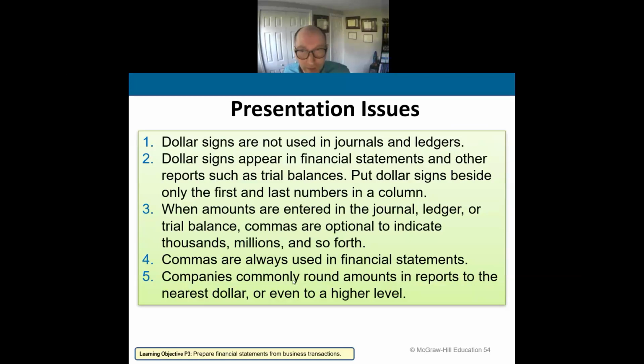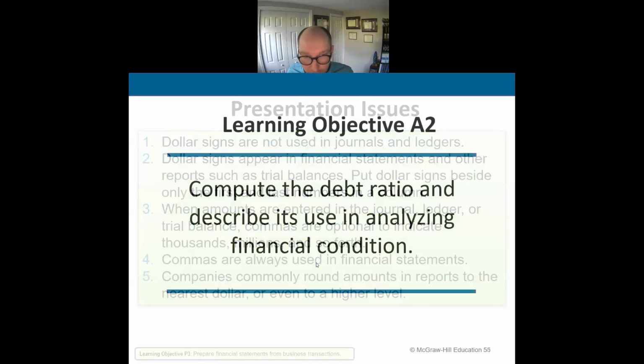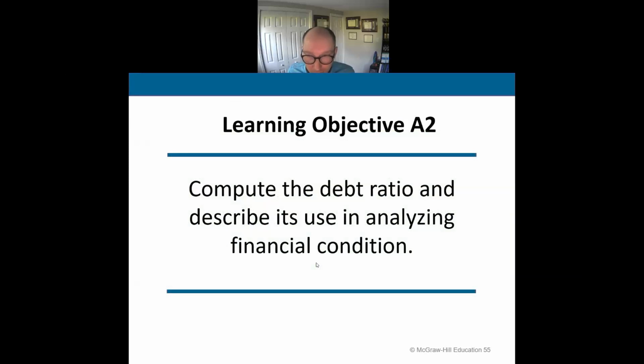And of course, sometimes there are issues that show up as you're making transactions, like dollar sign appearance on financial statements. These are all just formatting issues, right? If an amount is entered inaccurately, it shows up as a comma, decimal point, thousands, millions, and so forth. These are just possible formatting issues. You really don't have to worry about that for this course.